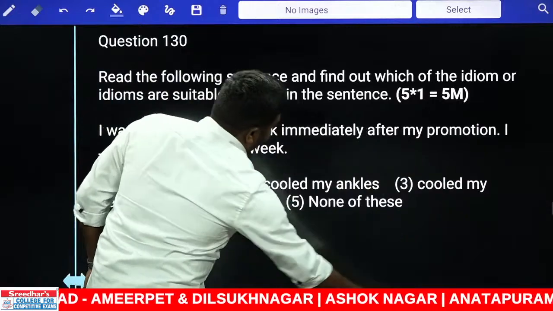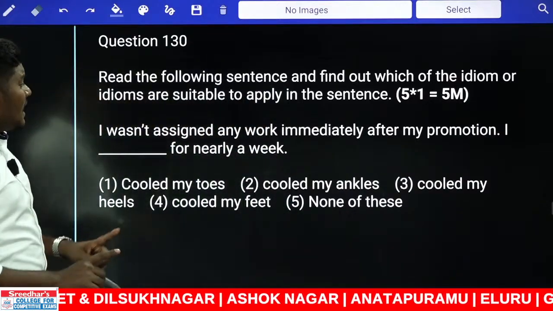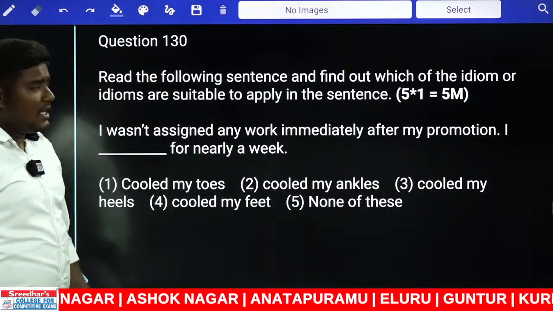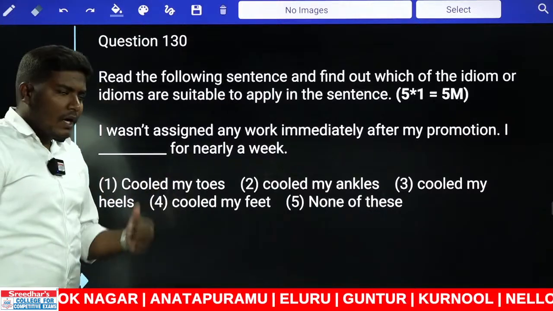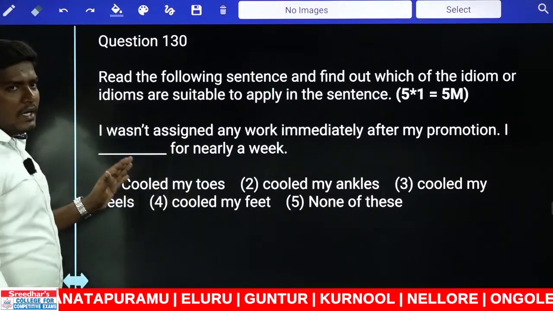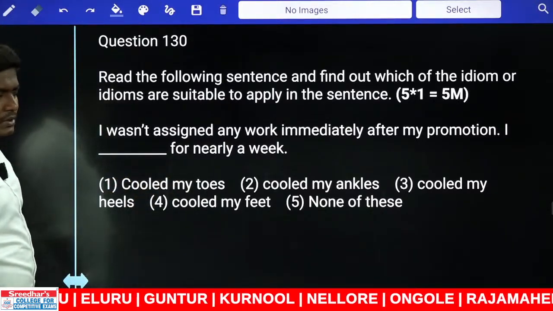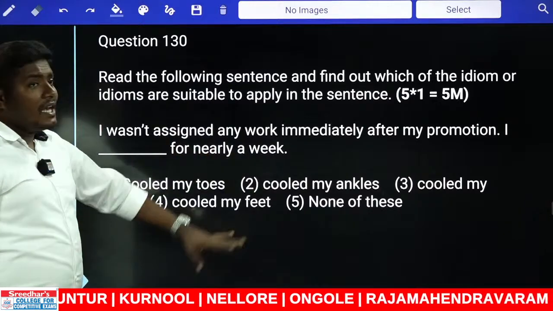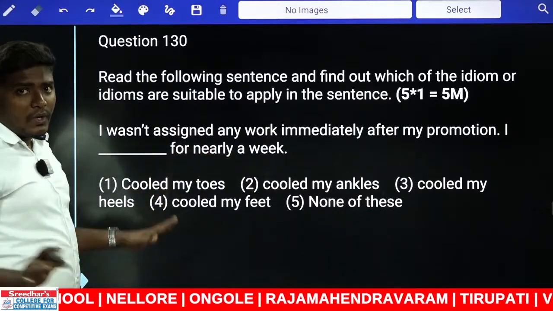Next, 130. I wasn't assigned any work immediately after my promotion. I got a promotion but I was not working at all because there was no work. The work was not allotted. I dash for nearly a week. Nearly a week I was without any work.